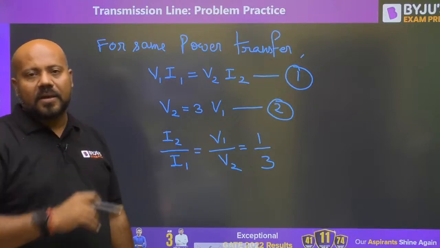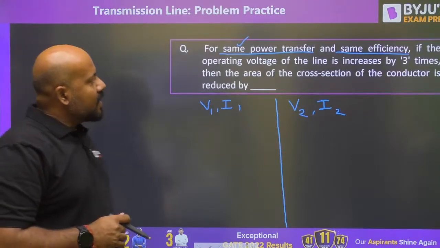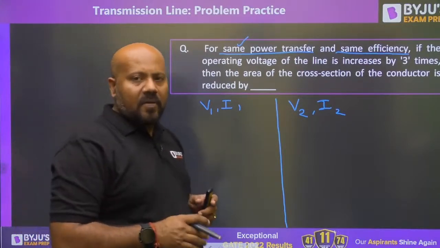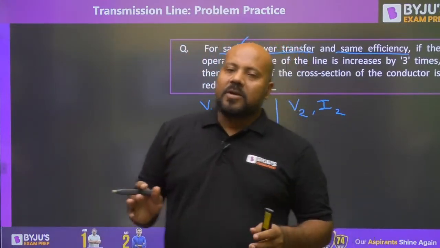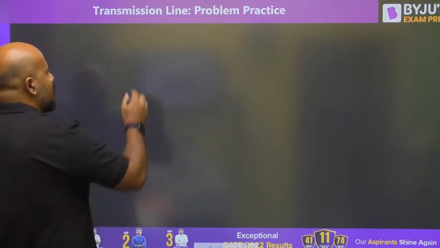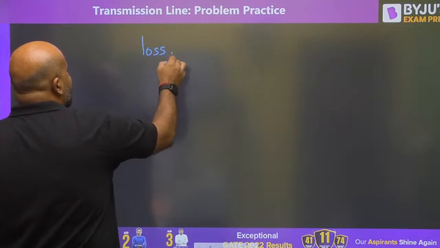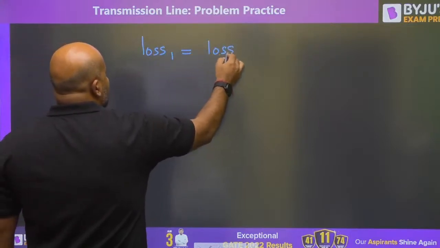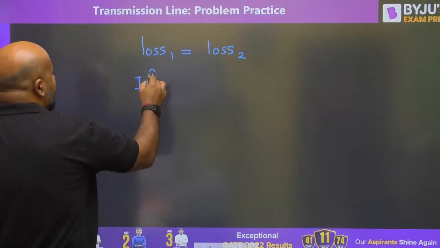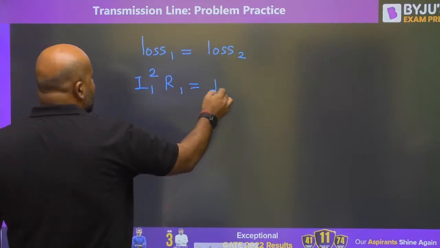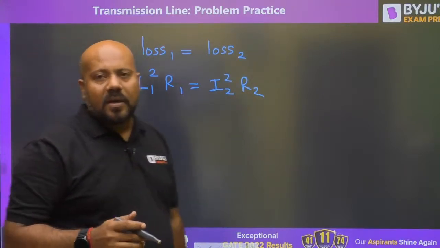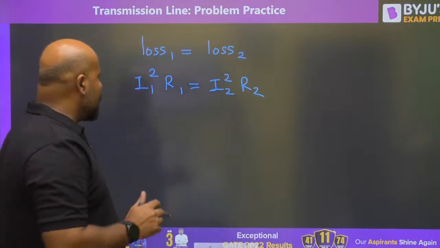Let us go for the second condition given in the question. The second condition is saying same efficiency. Now, when the same power transfer is there and efficiency is also the same, it is only possible when the losses in the two conditions are the same. So the loss in the first case is equal to the loss in the second case. How can you write the loss? You can write the loss as I1 square R1 is equal to I2 square R2, where R1 and R2 are the resistances for the two cases.